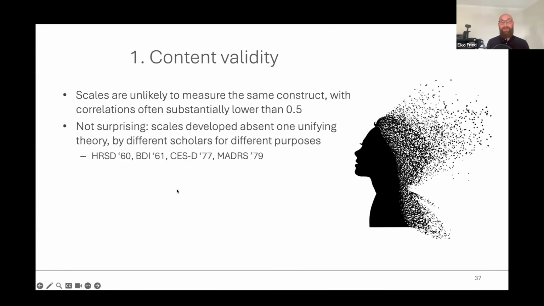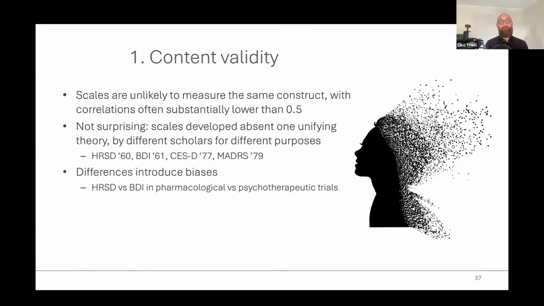Or if they correlate, they don't correlate much more with each other than, for example, with the neuroticism scale, which is meant to be a personality construct. So, yeah.